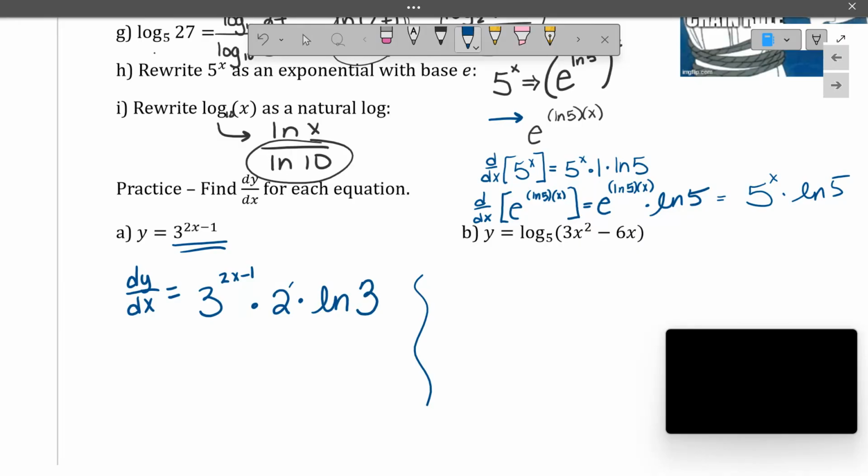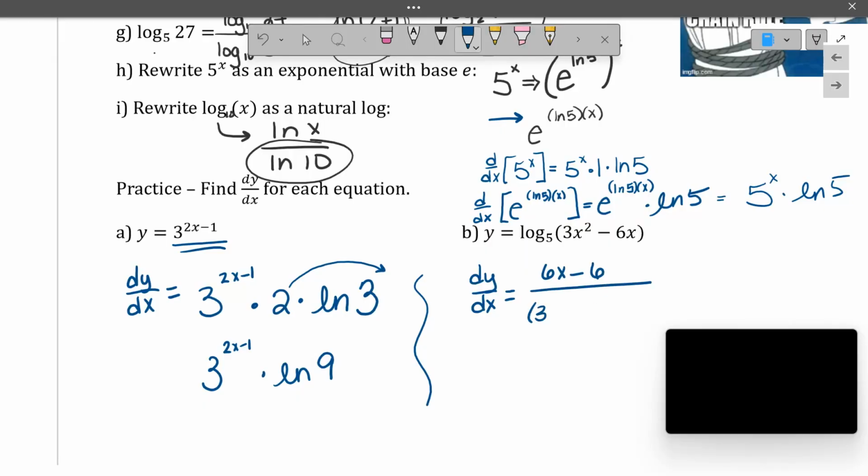Mrs. Weber, what can we do? I can re-shooting star this and rewrite this as 3 to the 2x minus 1 times ln 9 if I'm feeling fancy. But you don't have to. And then over here, log base 5 of this, if I want to take the derivative of a logarithm, it's the derivative of the inside, 6x minus 6, over the inside, the derivative of the inside over the inside, times the ln of the base. I could factor out a GCF here, but I don't feel like it, so I'm going to leave that as is. All right, now I'm done.